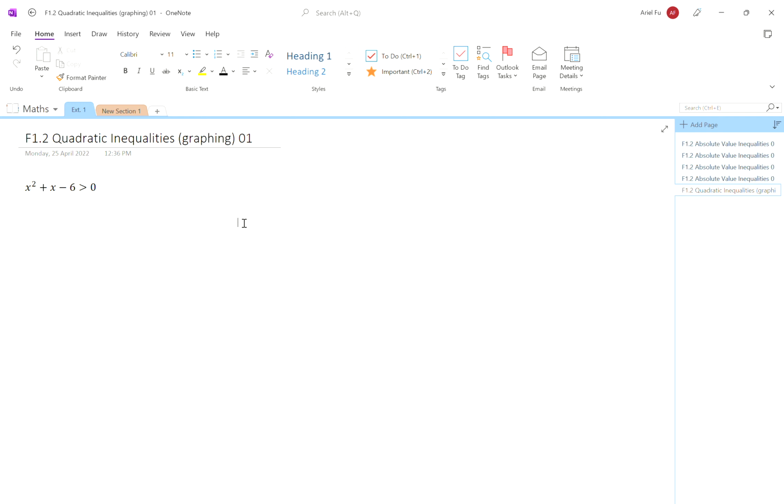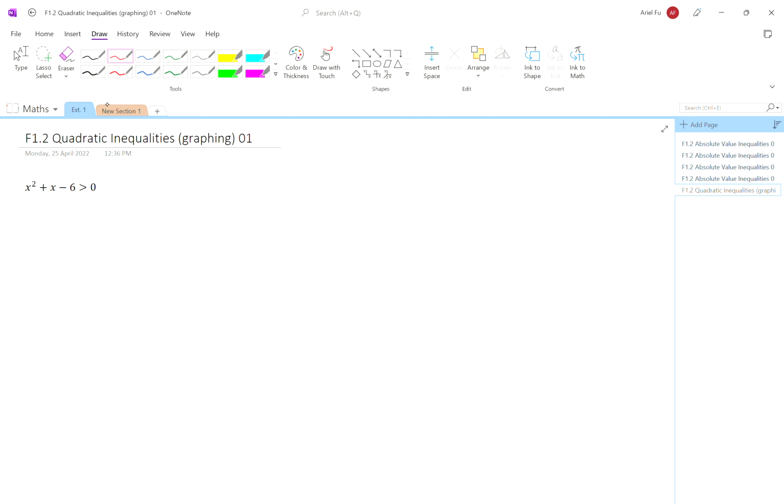One way of solving quadratic inequalities is by graphing. What we do is we look at the quadratic side of this inequality, and we plot a graph for it. So we graph this part. That is step one. We're going to graph that part.